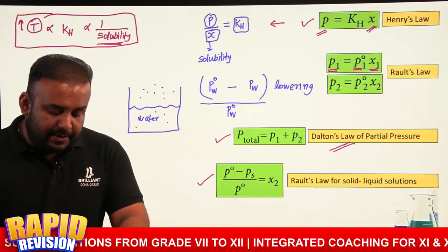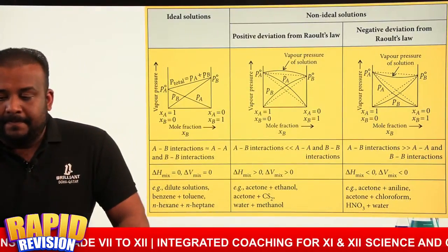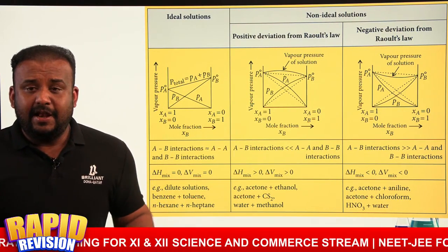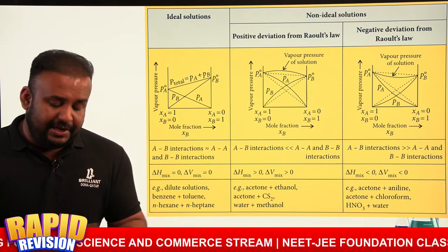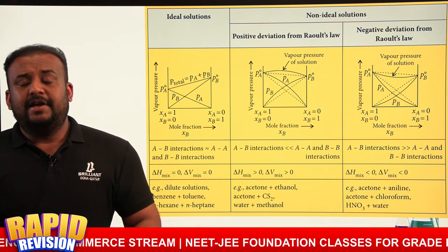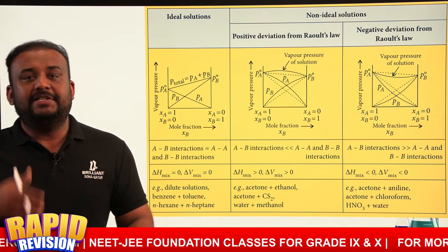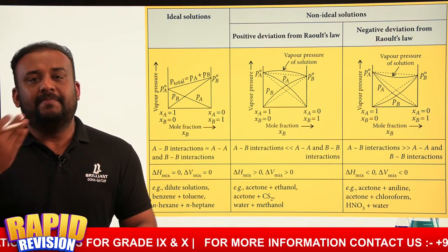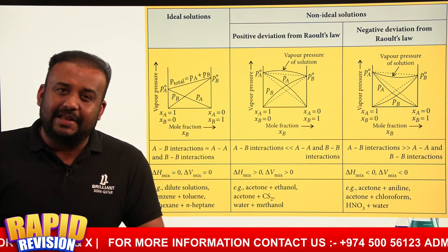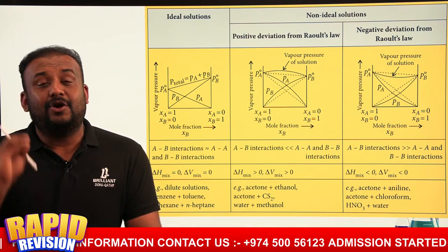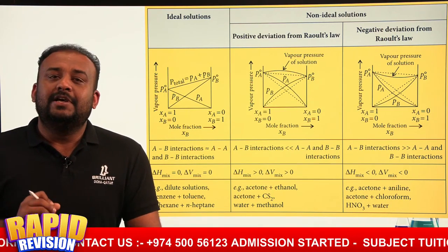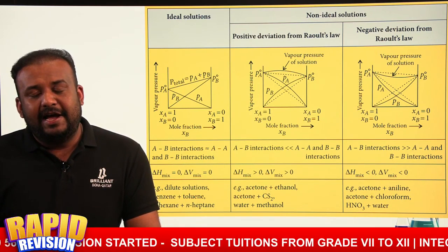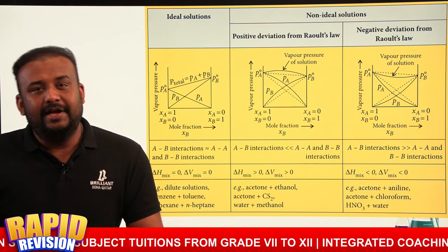Right, very good. Now, Raoult's law and the graph. Again, a very, very important section in the solutions chapter. There are two types of solutions based on Raoult's law. Some solutions will obey Raoult's law for a given range of concentration and temperature. And what are they called? They are called ideal solutions. But some solutions show some variation from ideality, and those are called non-ideal solutions.